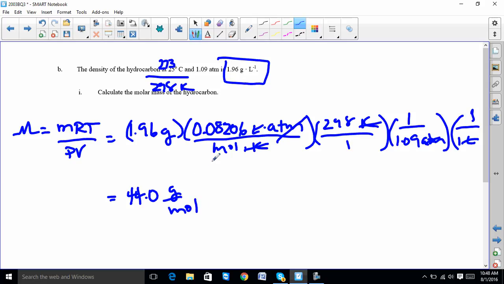By the way, there's lots of ways to do this problem. Some people go PV over RT, because if you take cross products, PV equals nRT. They solve for the number of moles, and then they take the mass and divide by the number of moles to get grams per mole, and you would get the same answer either way.